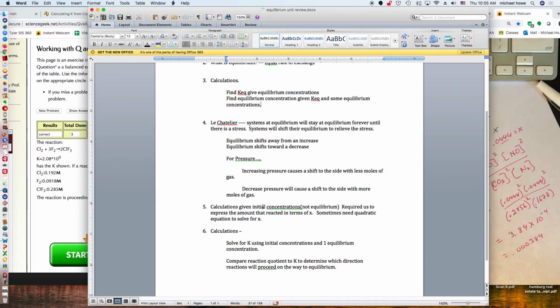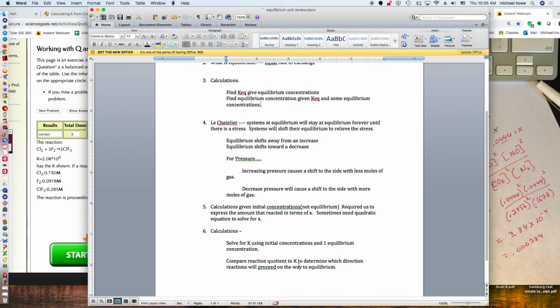Then the 5th thing we did were calculations given initial concentrations, that's not equilibrium, and that required us to express the amount that reacted in terms of x. And sometimes you need a quadratic equation to solve for x, and we did that in yesterday's video. And today we're going to look at 2 calculations. We did solving for K using initial concentrations and 1 equilibrium concentration. That was the first video.